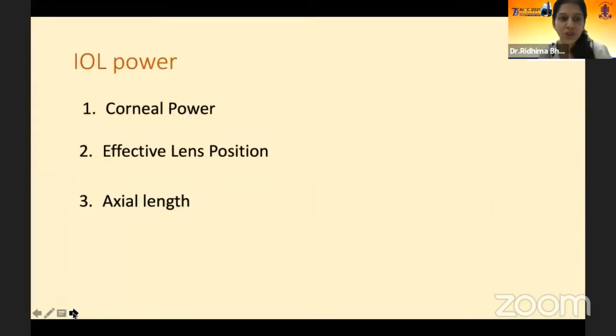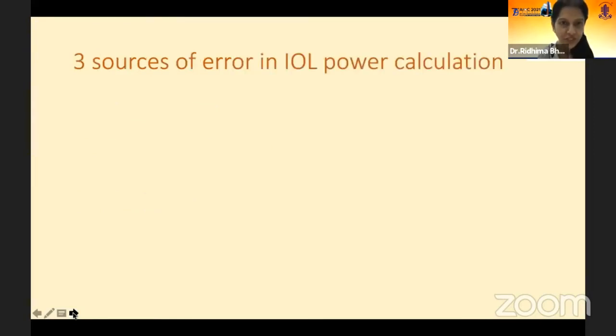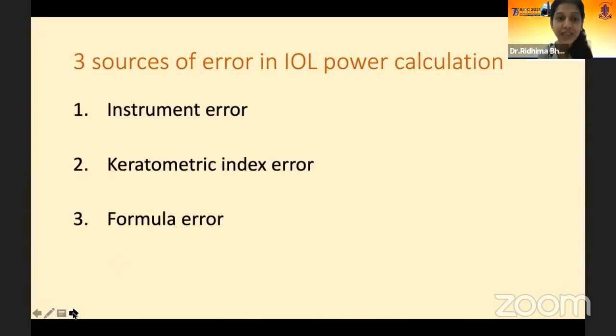So to start off, IOL-PAR calculation needs the measurement of three basic variables: the corneal PAR reading, the axial length measurement, and the effective lens position. Of these three, only the axial length is measured directly. The other two are derived, and that's where errors occur post-corneal laser refractive surgery. So there are three sources of errors in IOL-PAR calculations. Each of these we're going to discuss further down: the instrument error, keratometric index error, and IOL formula error.